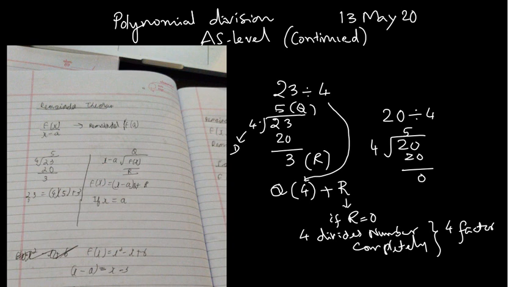So applying the same thing, this is your Q and this is R. Okay, so here R equals 0. That's why 4 is a factor. 4 is a factor of this 20. Correct, right? So this is what the arithmetic is about. Now he's talking about how do we apply the same thing here.